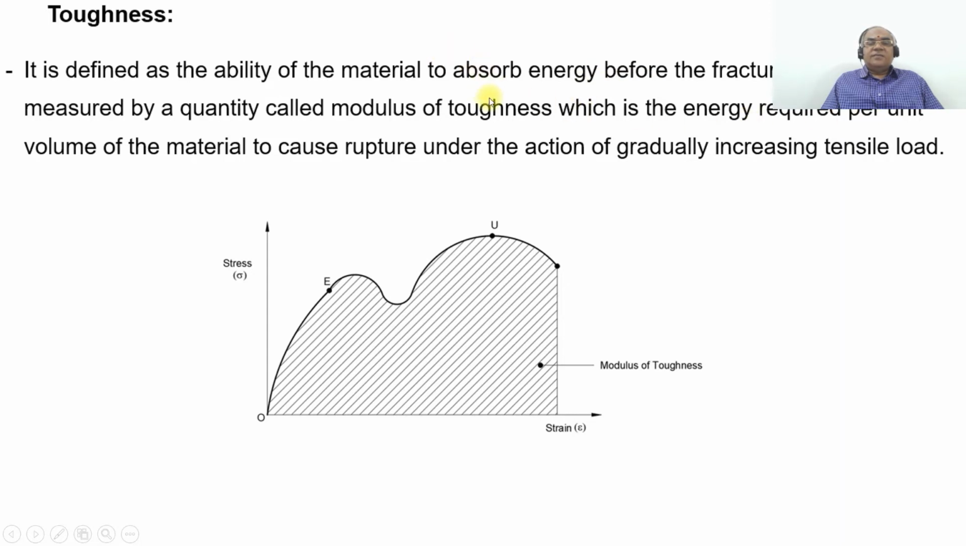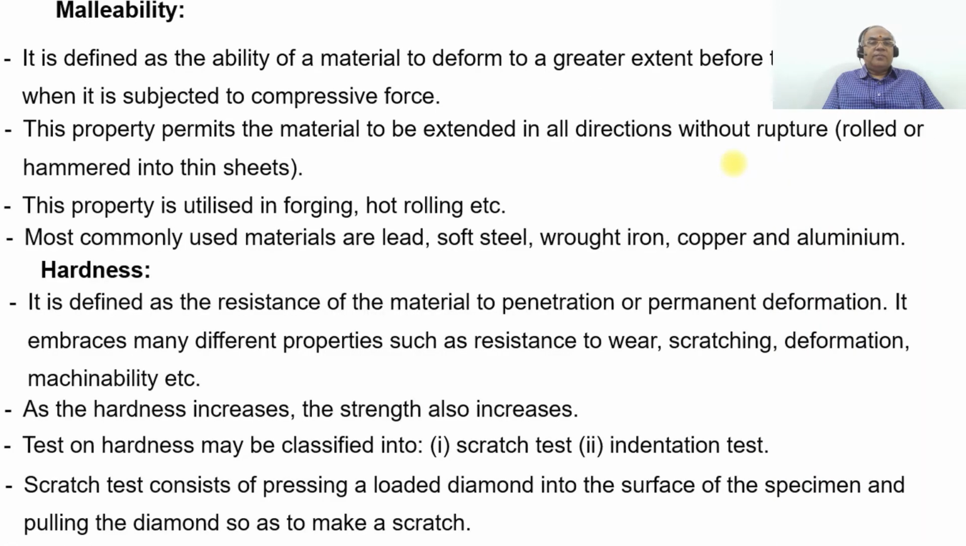Where is the fracture taking place? The fracture takes place at this point. So the area covered by this, till the fracture takes place, is called the modulus of toughness, which is the energy required per unit volume of the material to cause rupture under the action of gradually increasing tensile load.